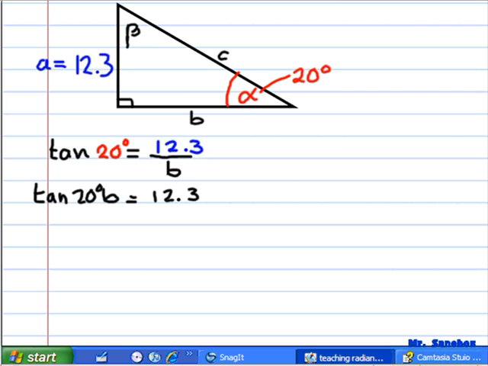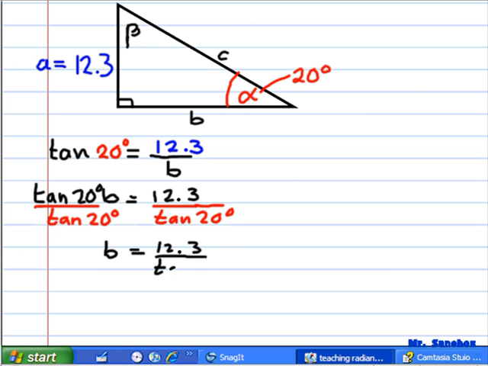Again, using our algebraic skills, we can state that if we divide both sides by tangent of 20 degrees, then we can isolate the b variable on the left side of the equation, thus giving us the answer of b on the right side of the equation. We're actually going to find the approximate answer to this by using a scientific calculator.